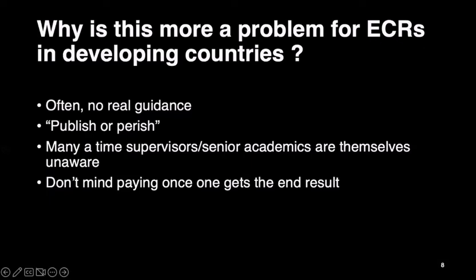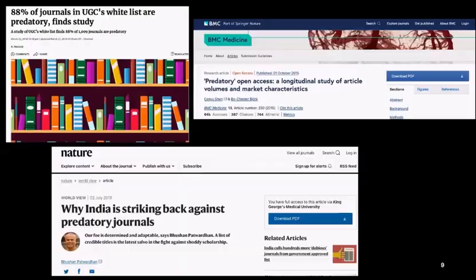Why is this more of a problem in developing countries? Often, early career researchers have no real guidance. Publish or perish exists everywhere. You need papers to graduate, you need papers for promotions from assistant professor to professor and so on. Many times, unfortunately, senior academics are themselves unaware, and they do not mind paying once the end result is there, and the end result is the paper, really.